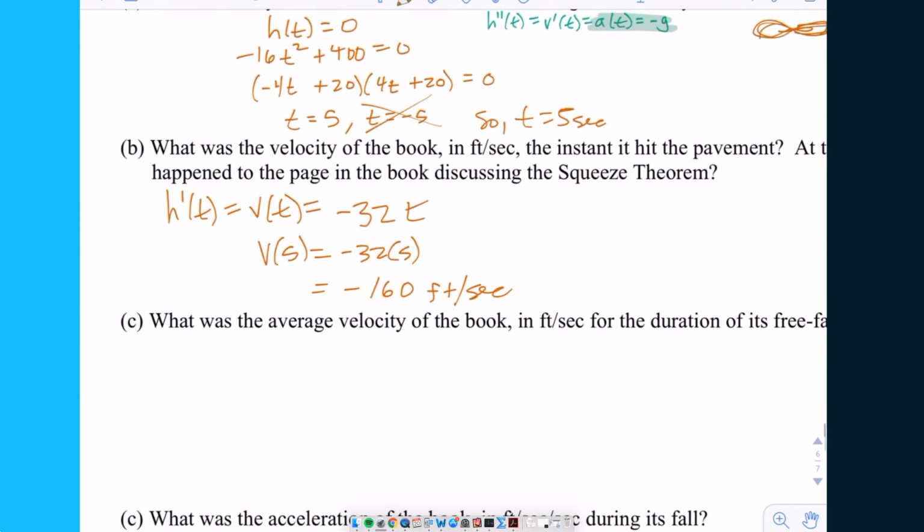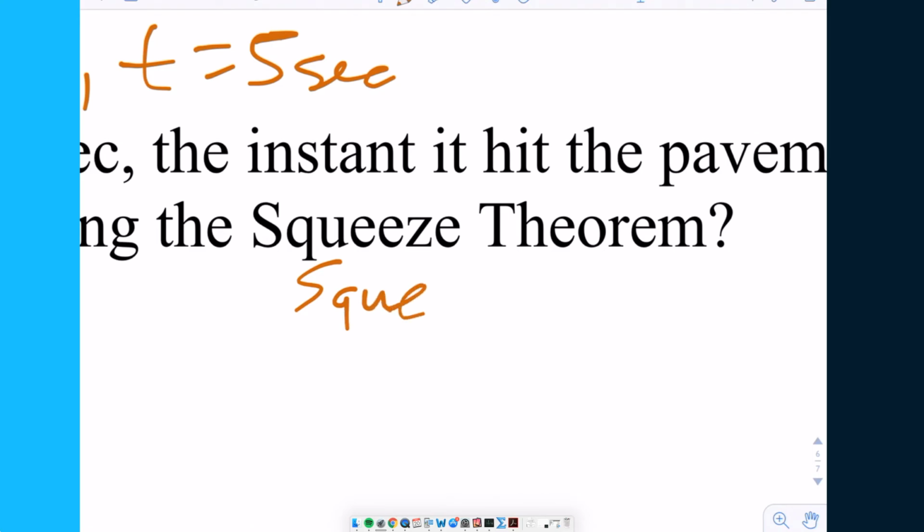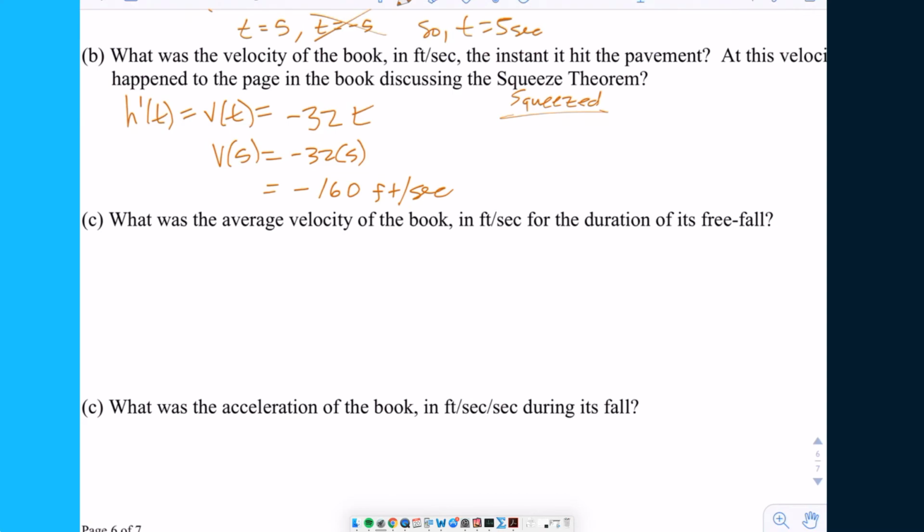At this velocity, what happened to the page in the book discussing the squeeze theorem? It got squeezed. It got squeezed. It got sandwiched. Yeah, there you go. The guy who writes these problems.